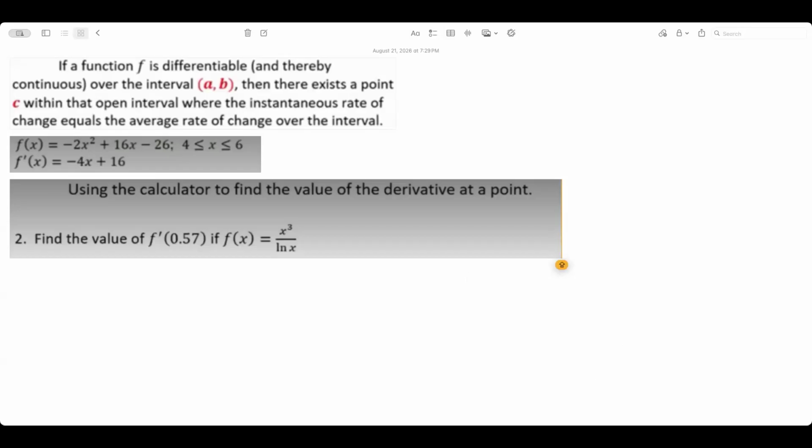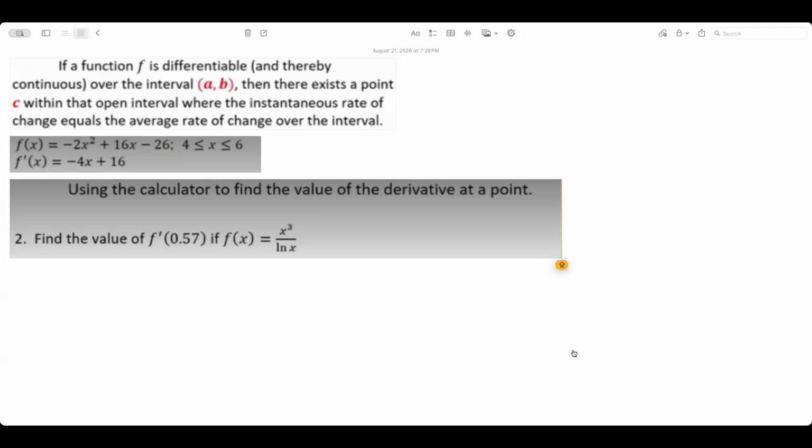So x cubed divided by ln x, that is your function. You need to find the derivative at point 0.57, meaning when x equals 0.57, I would like to find the slope of the tangent. They might ask you in different ways. They might ask you to find the derivative, or they may ask you to find the slope of the tangent at that point. Both are one and the same. They are just asking you to find the derivative at some x point. Okay, x cubed divided by ln x.